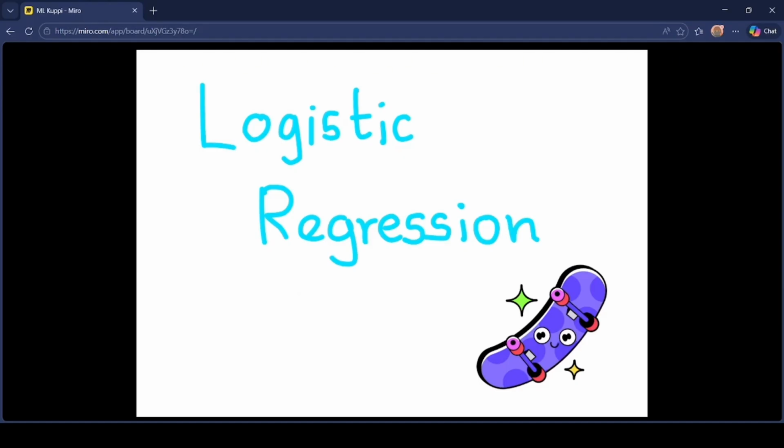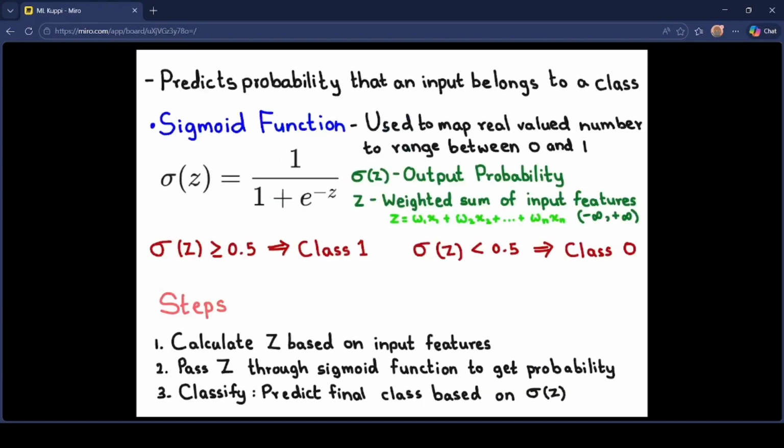Okay, so after naive Bayes, we have logistic regression. Like I said before, logistic regression is not a regression algorithm. It is a classification algorithm. Here, we're going to predict the probability that an input belongs to a specific class. For this, we are going to use the sigmoid function. In logistic regression, the sigmoid function is used.